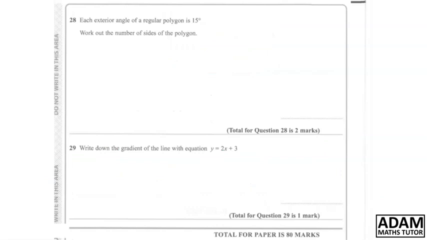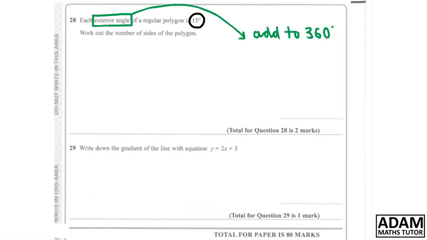Question 28. Each exterior angle of a regular polygon is 15 degrees. Work out the total number of sides of a polygon. So all of the exterior angles of a polygon always add to give you 360 degrees. So to work out the number of sides in the polygon, I can just do 360 divided by what each of the angles are, and that will tell me the number of sides, which is 24 sides.